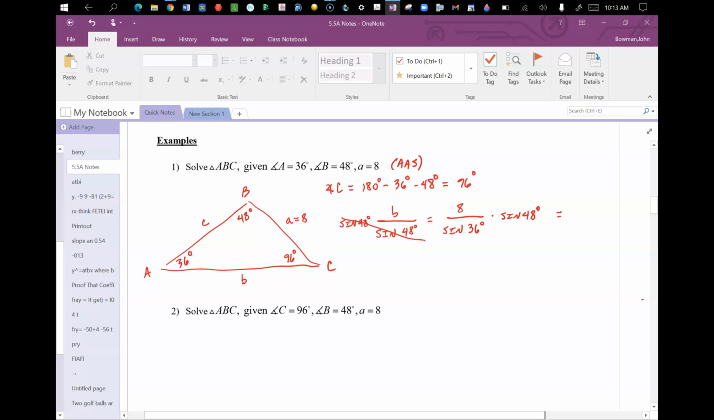As much as possible, save the rounding until the end. So if you make sure your calculator is in degree mode and you go ahead and solve this, you will get B is approximately equal to 10.11.